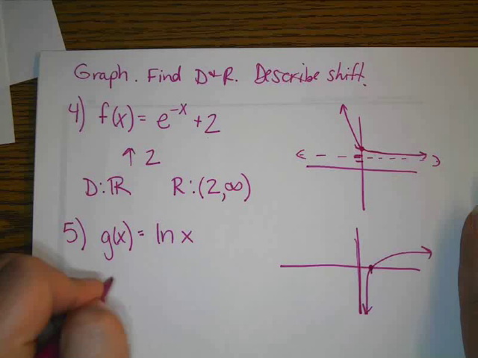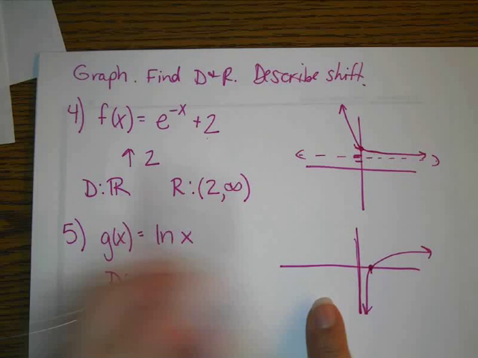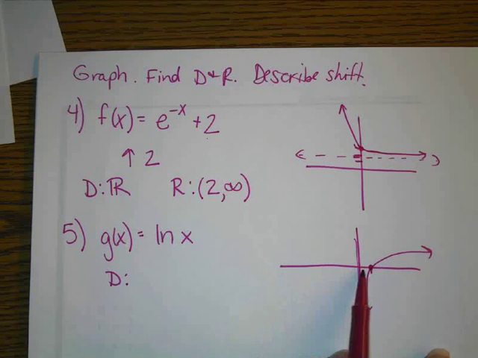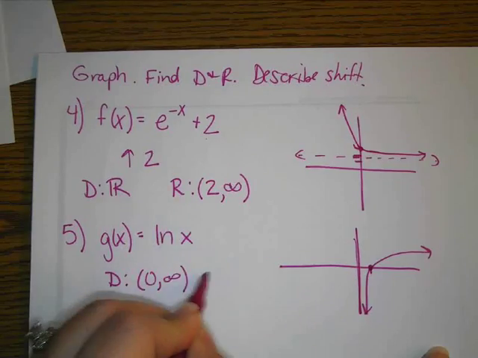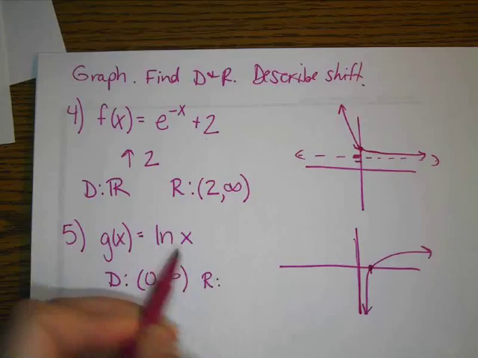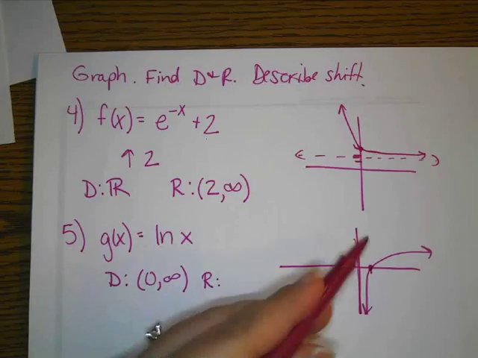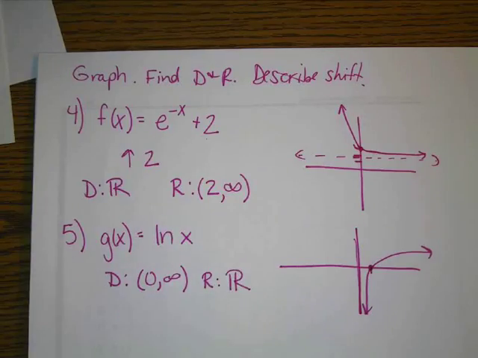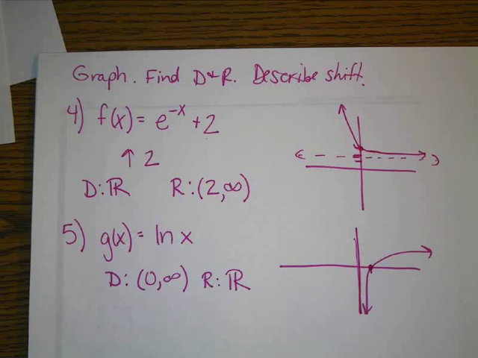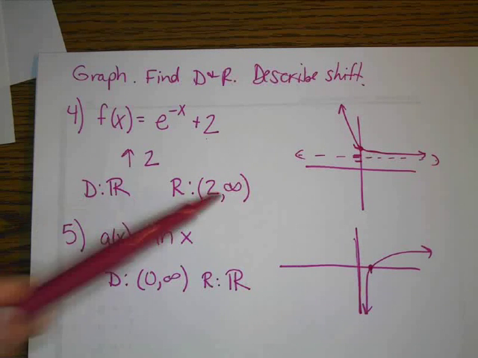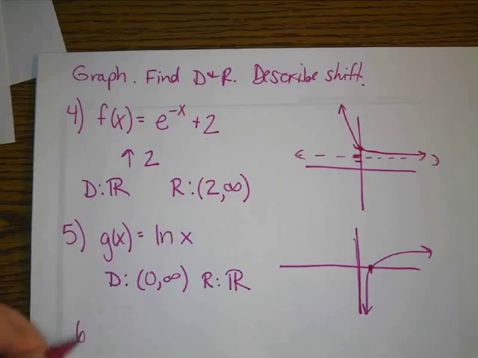So the domain, where does it start? Going left to right, it starts at 0 to infinity. And the range here, it goes down forever and up forever, so it's all real numbers. Now remember, these e to the x and ln of x are inverses of each other. So the domains and ranges typically switch. Obviously in this case there was a shift, but other than that.